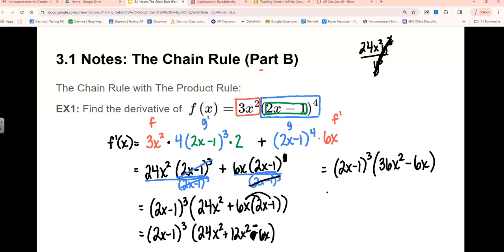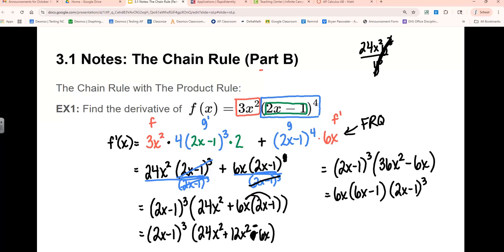So what they might do is take a 6x out. They'll probably write this first, 6x minus 1, like that, and then have the 2x minus 1 to the third. So they could. You never know exactly how far they're going to go. So FRQ, right here.